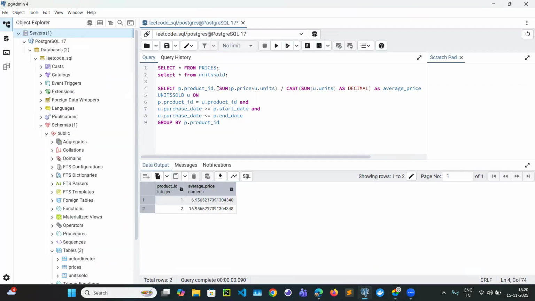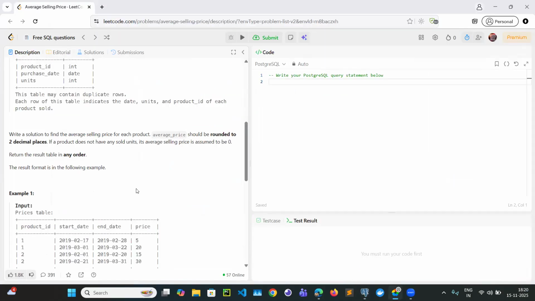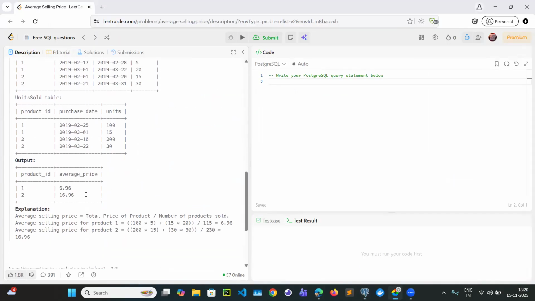So we know this is the whole calculation which is giving me this result. Now I need to round. So let's round to two decimals, and let's run that. You could see I am getting the output 6.96, 16.96, 6.96 and 16.96.